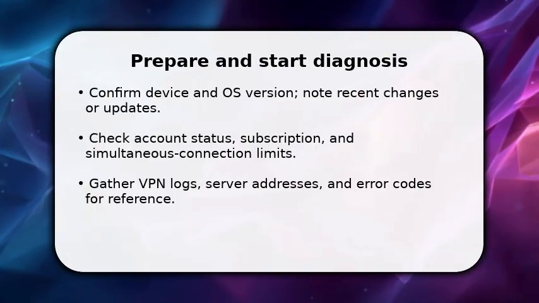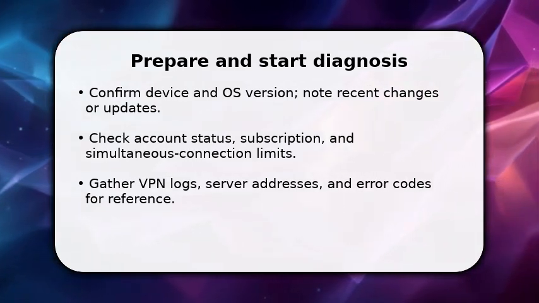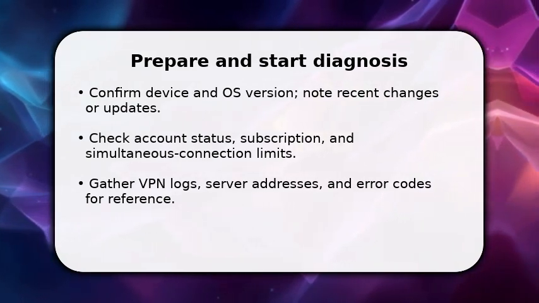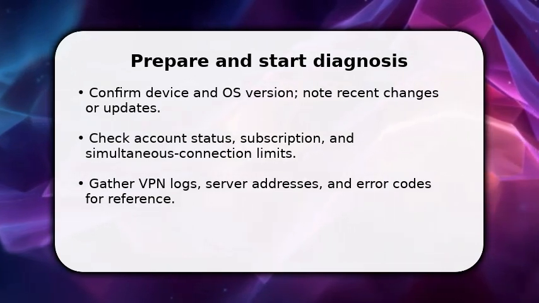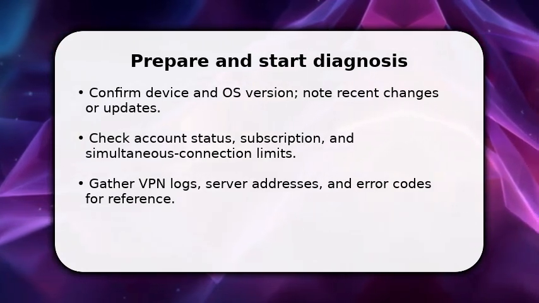You begin by collecting essentials so troubleshooting is direct. Check your device model and OS version and confirm the VPN account is active. Next, make sure the number of allowed connections isn't exceeded and note any recent software updates. Open the VPN client and export or view logs and any displayed error codes.